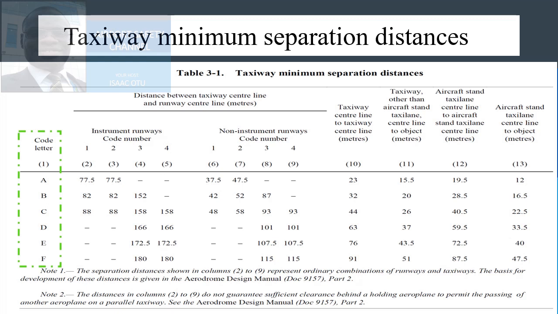Also, the minimum separation distances provided by Annex 14 is broken down into the various categories that we just looked at. That is taxiway center line to runway center line, taxiway center line to another taxiway center line, or to objects, or aircraft stand taxi lane to another aircraft stand taxi lane, or aircraft stand taxi lane center line to object. These are all broken down depending on the code letter of the aircraft or the runway in use.